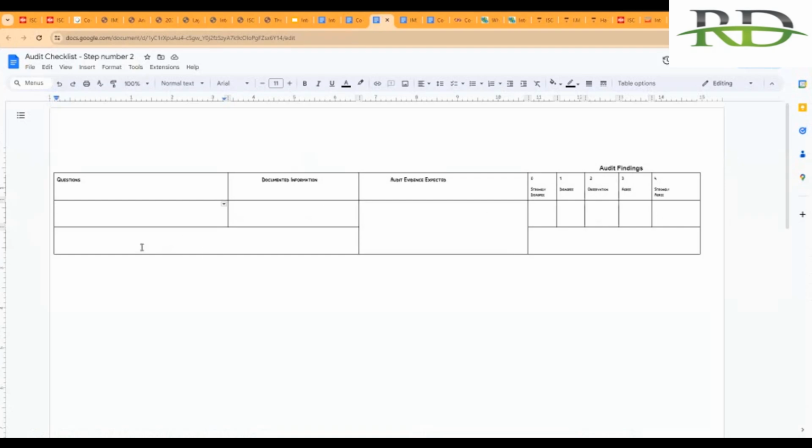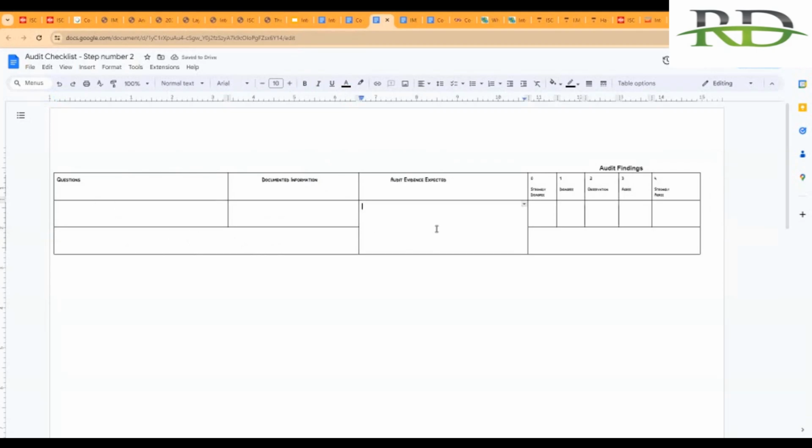An audit checklist, remember, its purpose is to remind you what to do during the audit, okay? And an audit checklist consists of the questions you're going to ask. That is the evidence of consistency, the documented information for the evidence of conformity, and the red flags for the evidence of what? Of continual improvement. This is what a proper audit checklist looks like.